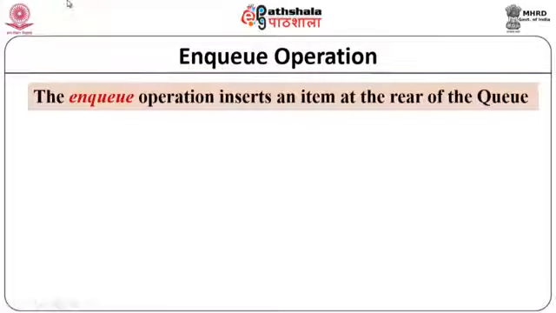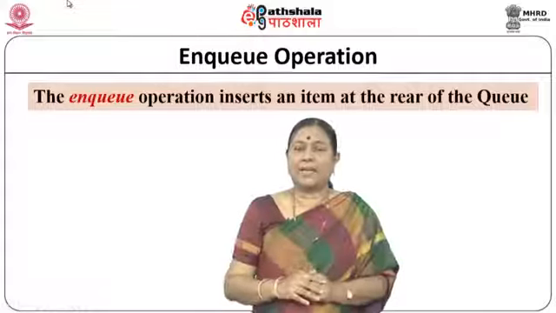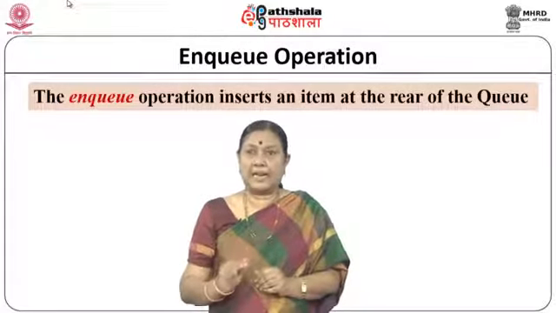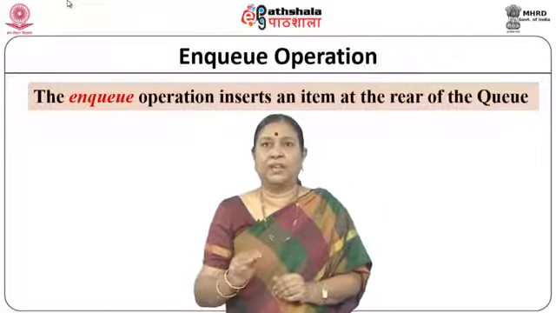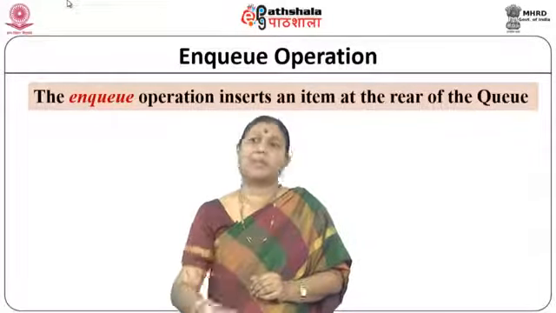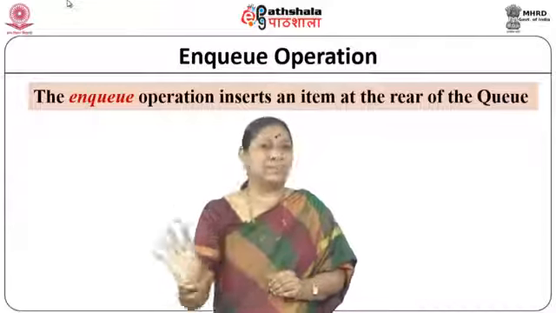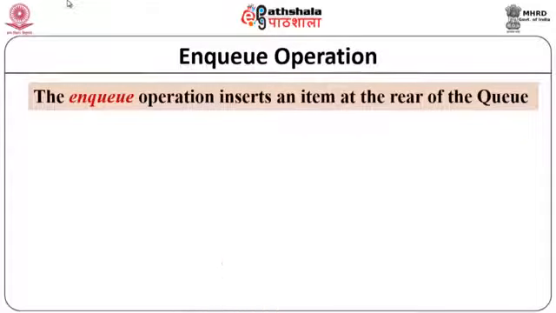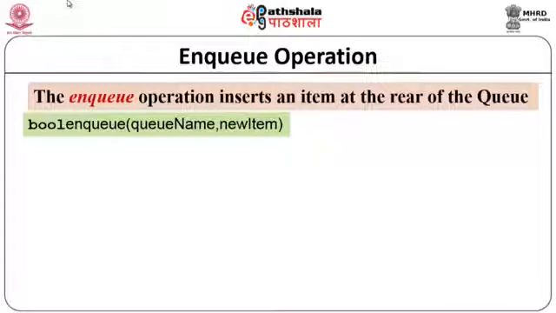Now, let us look at the NQ operation. As you remember, the NQ operation inserts an element at the rear of the queue. Where it is inserted need not be defined, because it can be inserted only at the rear. Now, I have defined this NQ operation as a boolean operation. What does that mean? If the operation is successful, it will return a true value, else it will return a false value.